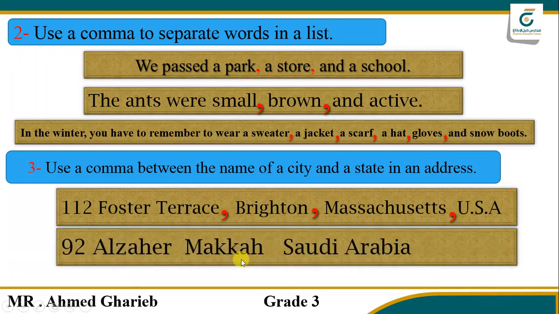Alright, what about my address in Mecca? So this is the street, 92 Az-Zahir. This is the city, Mecca, and this is the country, Saudi Arabia, alright? So add a comma to separate the street, the city, state, and the country.